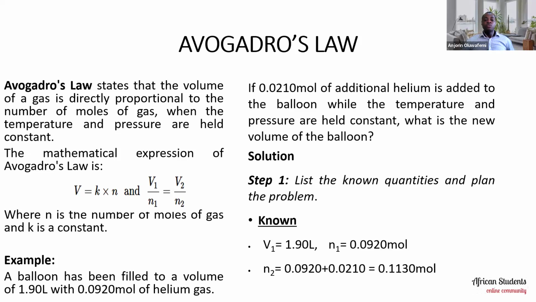And then your N2 is simply 0.092 plus 0.0210. Why do we have to do that? Because it said if 0.021 mole of additional helium is added to the balloon, while the temperature and pressure are held constant, what is the new volume of the balloon? So the N2, or the final number of moles now, will be what? The initial plus the added. That will give us 0.0920 plus 0.0210 to give us 0.1130 mole. Okay. All right.